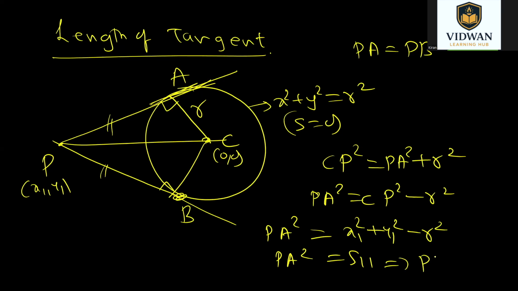So this means the length of tangent is root of S11. So whether you find PA or PB, the formula will be the same, root of S11. That is, just substitute x, y as x1, y1. You put point P in that, and root of that would give you the length. So length of tangent is root of S11. Then we'll write angle between pair of tangents.